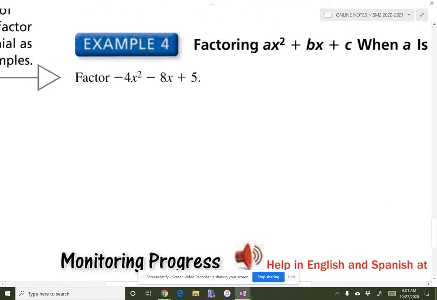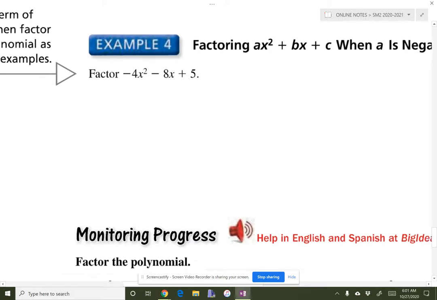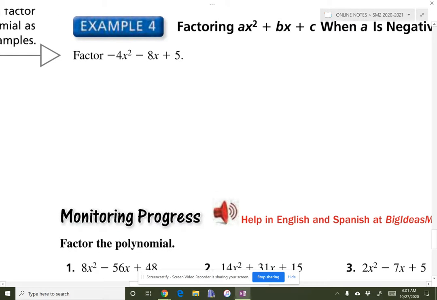Okay, one more example. Well, a couple more examples, but this example makes people freak out because they're like, oh my gosh. Okay, the only thing, if you remember from 2.3, is the first step is super important, looking for a GCF. You look at these and you're like, -4, -8, and 5. Okay, they don't share anything except that when it starts with a negative, you have to take a negative out. So I'm going to take a -1 out. And now my new polynomial is 4x squared plus 8x minus 5.